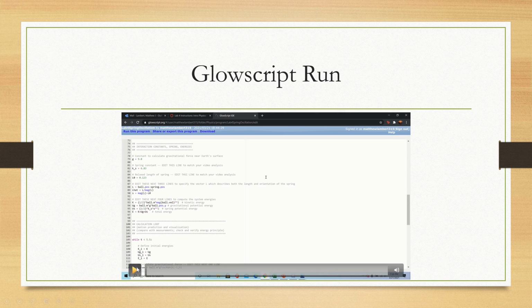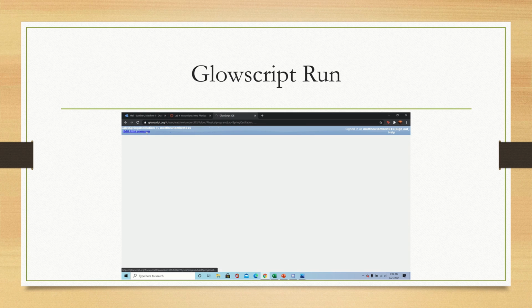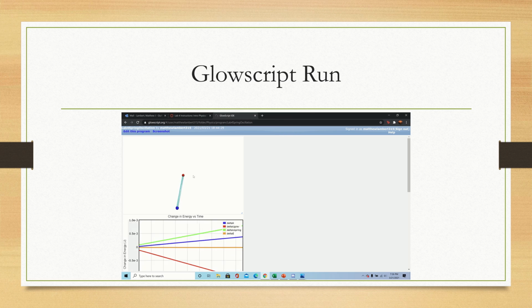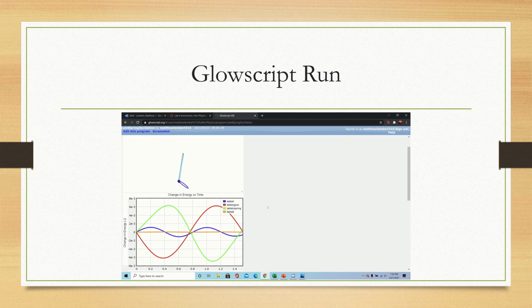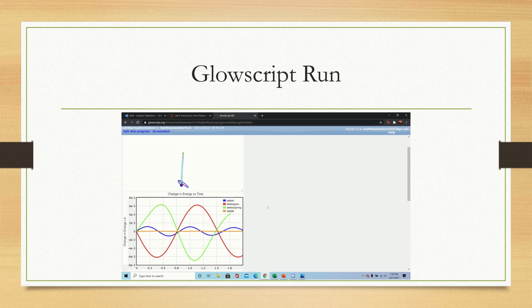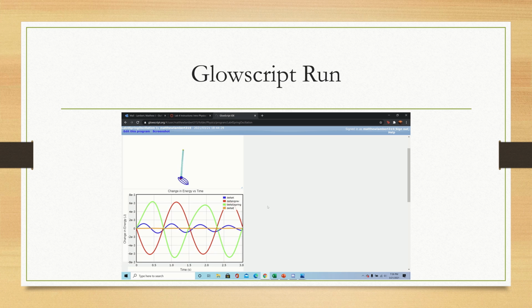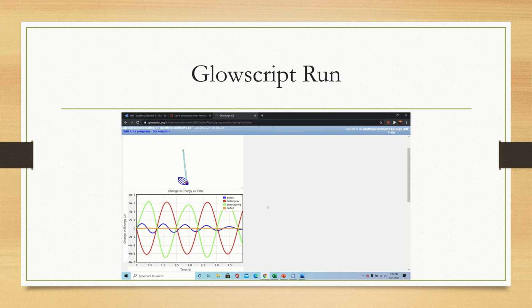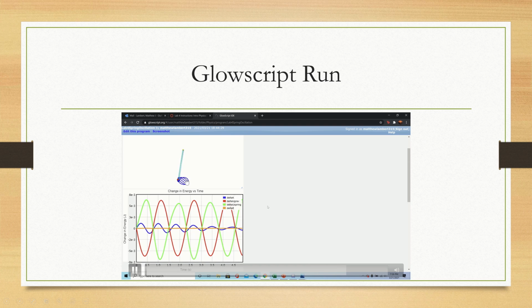So this is it when it's run with the data from Tracker. And as you can see, the total energy is staying constant because it's the sum of all three. And as the potential energy due to gravity goes up, the spring energy goes down, and the velocity is... and as you can see, the blue ball is following right behind the red ball, and the red ball is the experimental data.